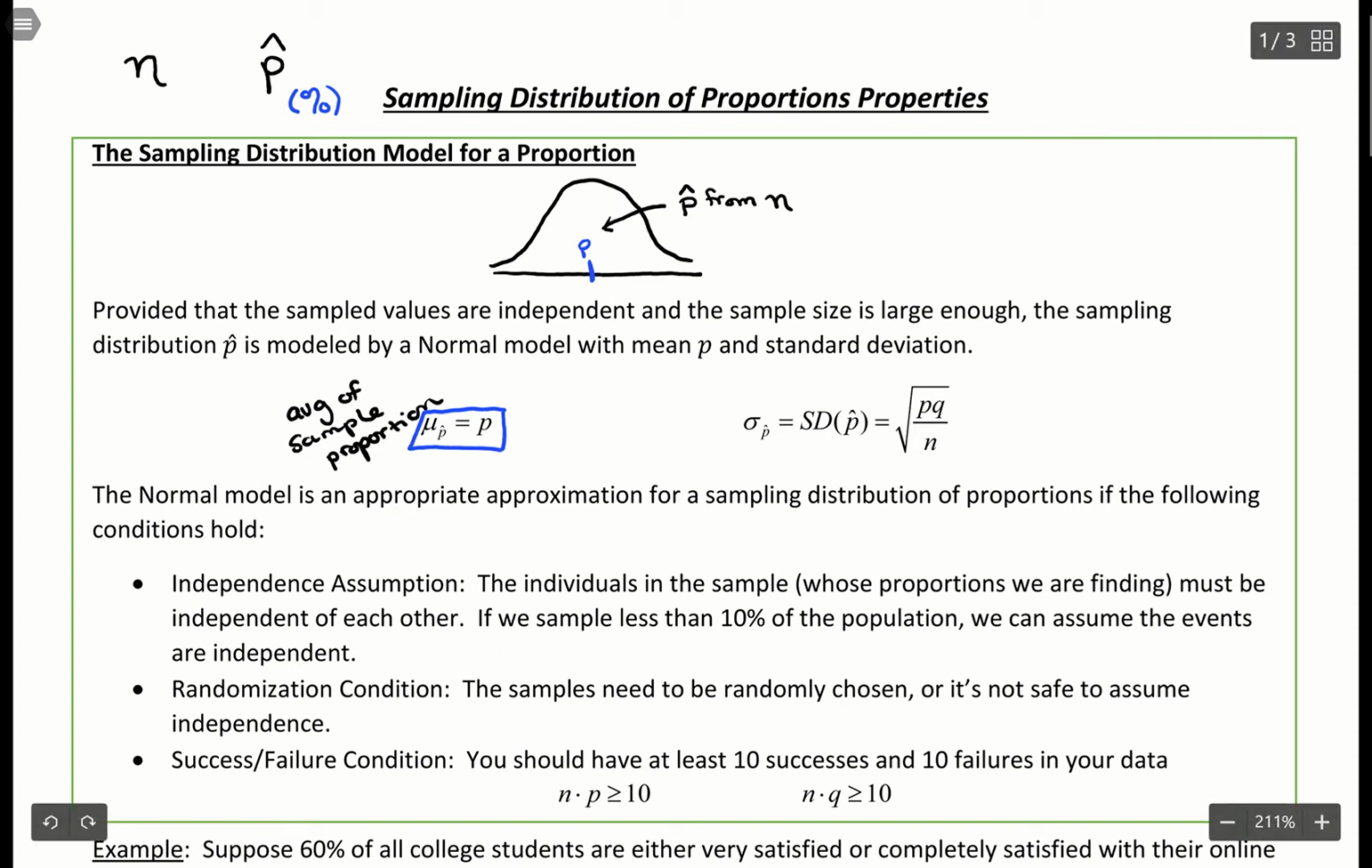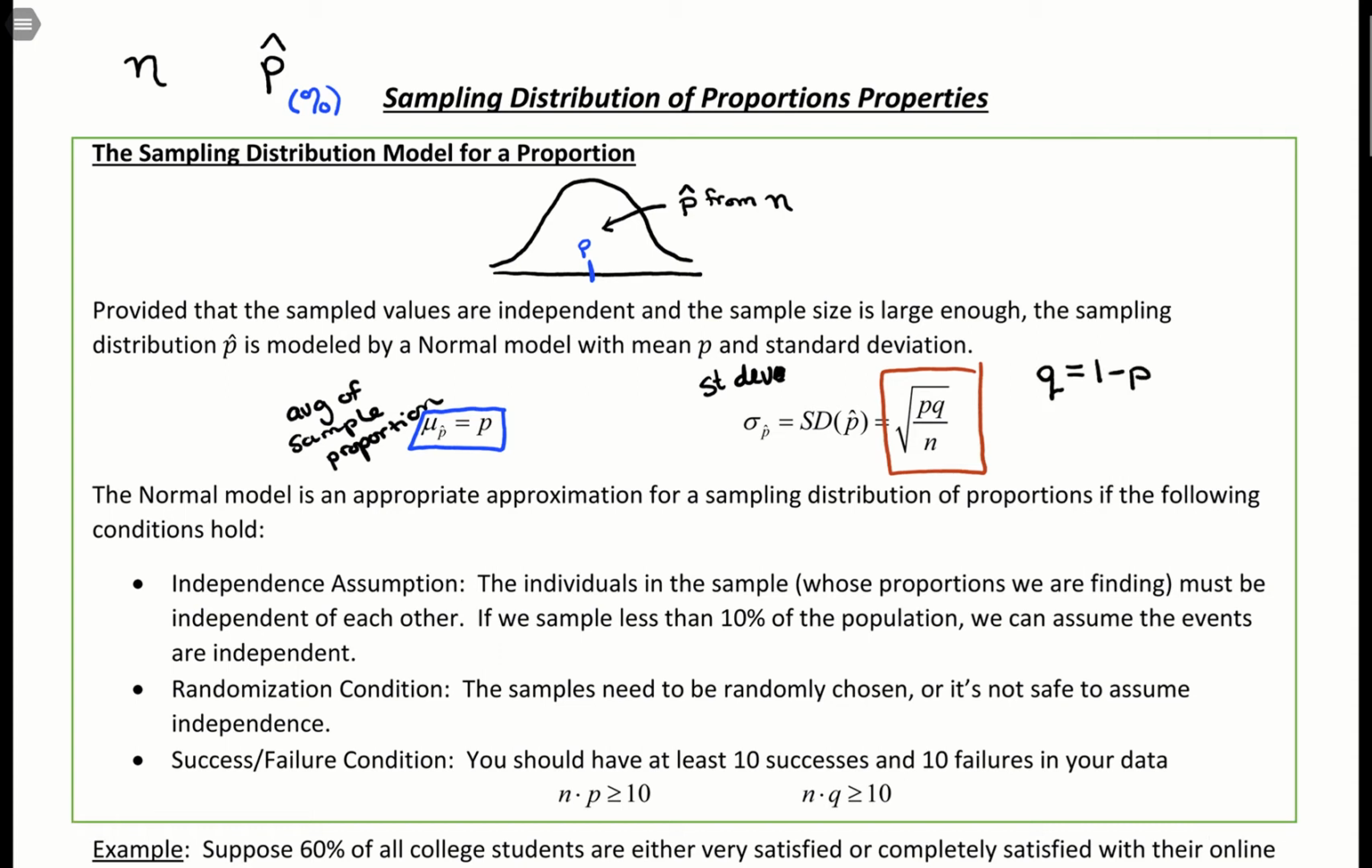Then for our standard deviation of sample proportions, what we'll need to do is a calculation with a big square root. In the numerator, we multiply p, which is our population proportion, with q, which, as a reminder, is just 1 minus our population proportion. They're just complements of each other. And then we divide by our sample size. When we do this calculation, make sure all of that is under our square root. A very common mistake is to leave sample size outside of the square root, but it should all be in there.